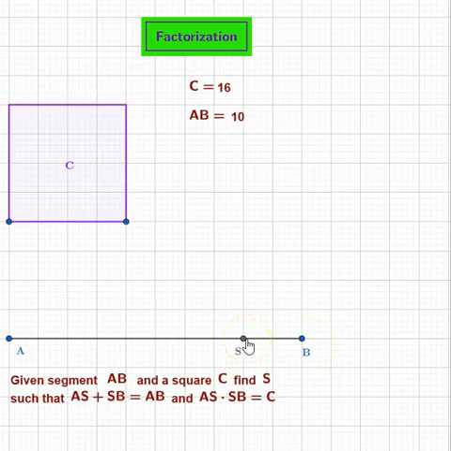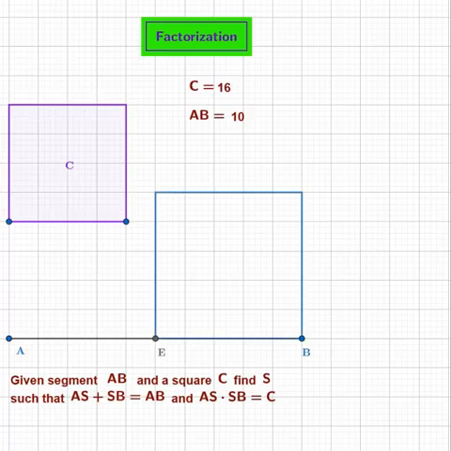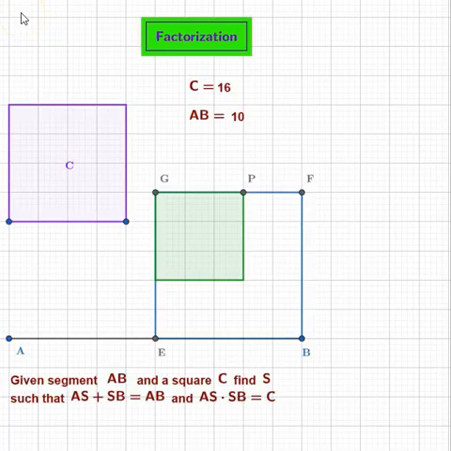So how do we find S? Let's see how we can find S. We take the midpoint of AB, and on EB we draw a square. Now let's mark these points as FG. Now from this square GB, we subtract C. So this square is GB minus C. Let's mark this point as P, O, and Q.